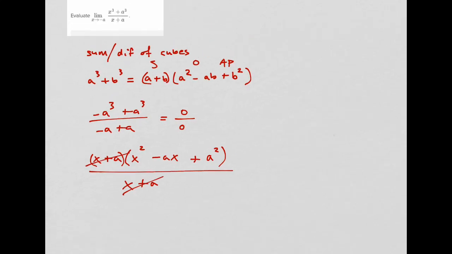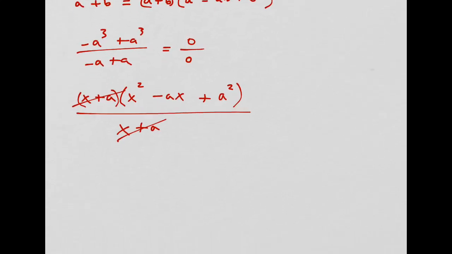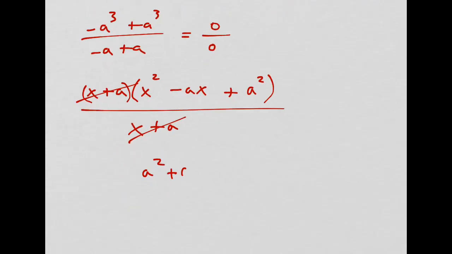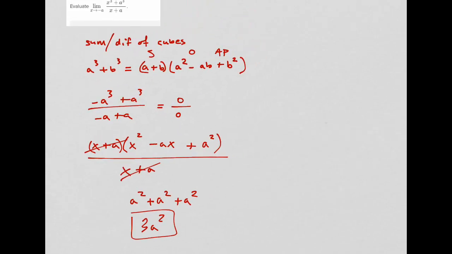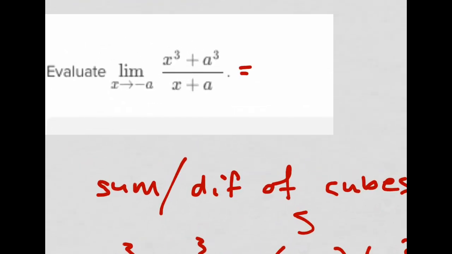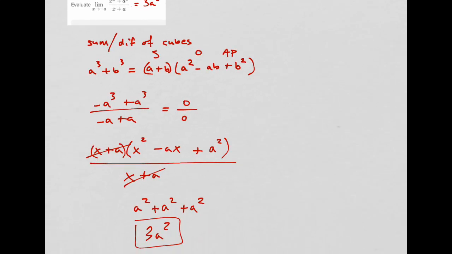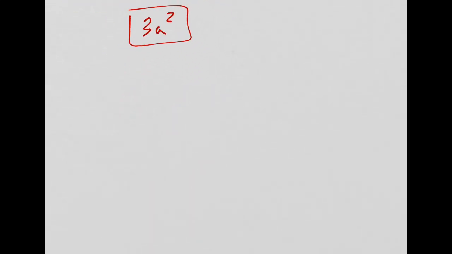So that cancels out with that, and I'm left with this. So if I plug in negative a, I get, well, negative a squared is just a squared, minus negative a times negative a, so that changes to plus a squared, and then plus a squared. So that's 3a squared. That's my answer. The limit as x approaches negative a for that function is 3a squared. Okay, that's just factoring using a sum of cubes formula. Let's do something more complicated.